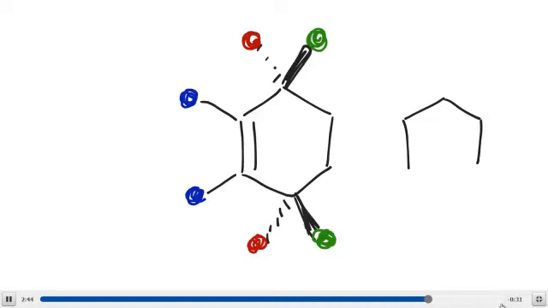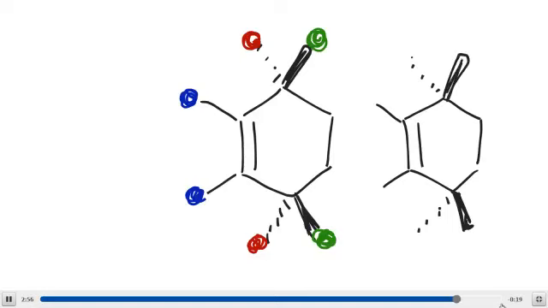I should have given myself more room. The blue ones are where they are. Again, the red ones could have rotated up together, and the green ones could have rotated down together. But they will always go together, is the point when you're doing these types of reactions.